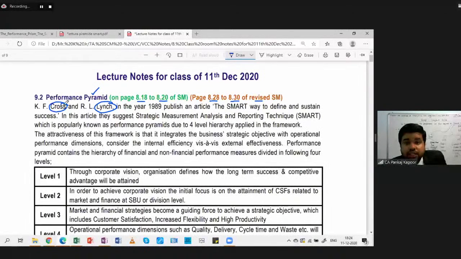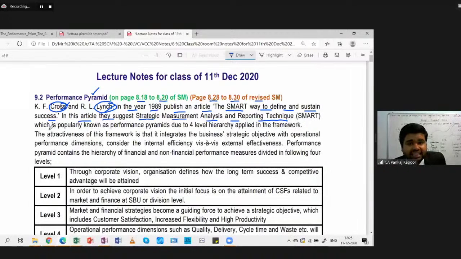What do they mention? That KF Cross, who was the consultant, and RL Lynch, who was the senior finance manager of the company, in the year 1989, published an article. What was the name of the article? The Smart Way to Define and Sustain the Success. In this article, they suggest the Strategic Measurement Analysis and Reporting Technique. This was the name of the technique which they suggest.